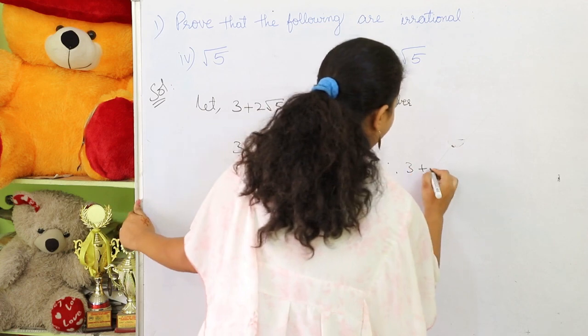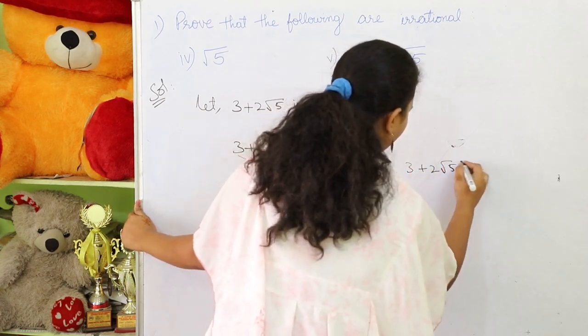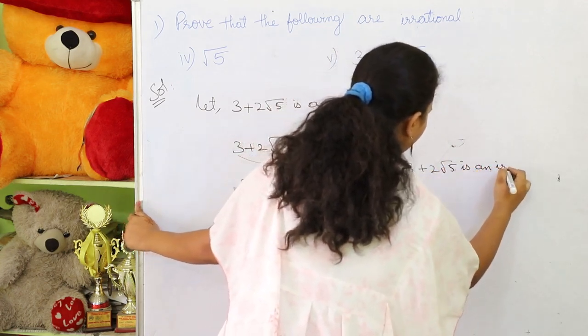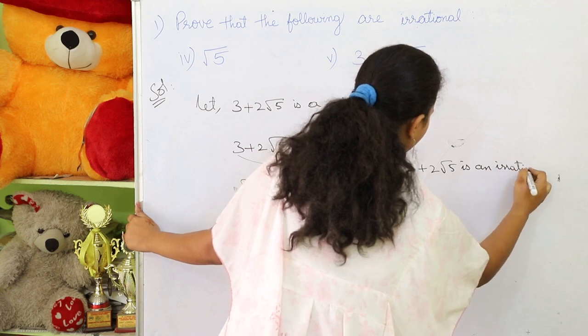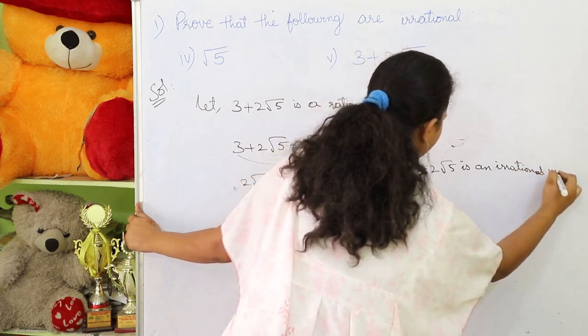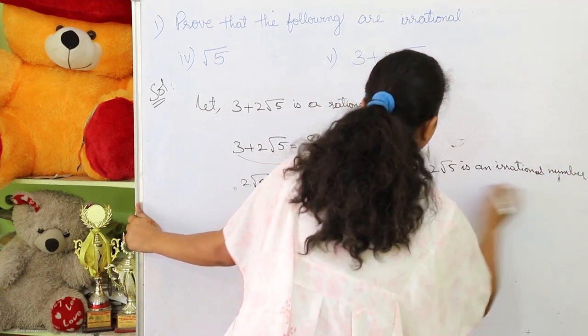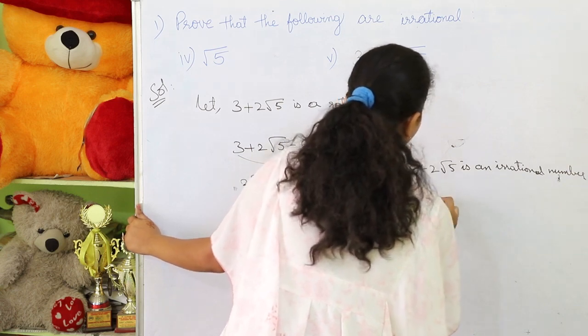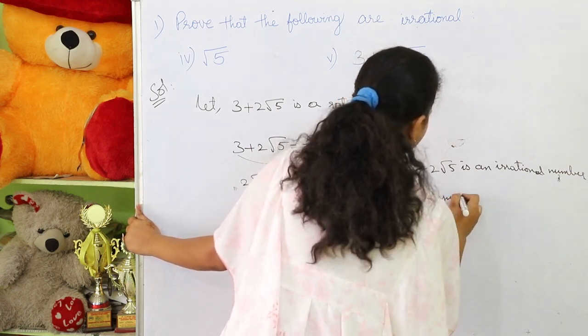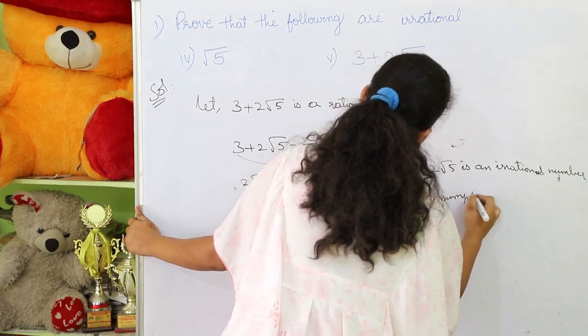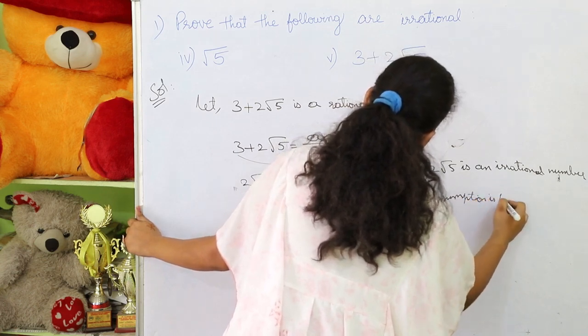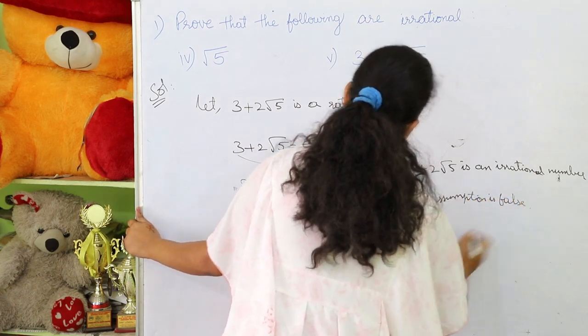3 plus 2 root 5 is an irrational number, therefore our assumption is false. This is a contradiction that we got.